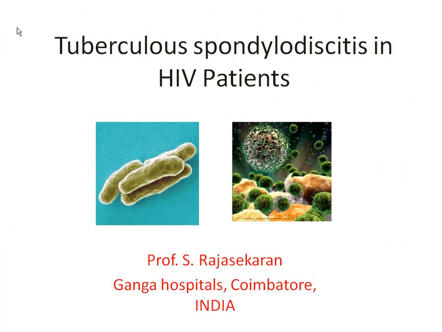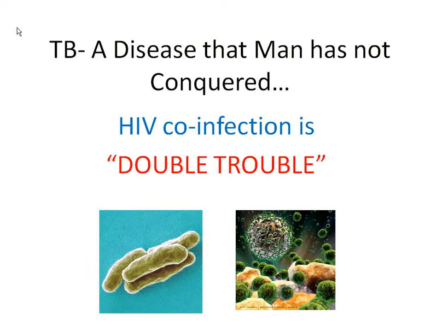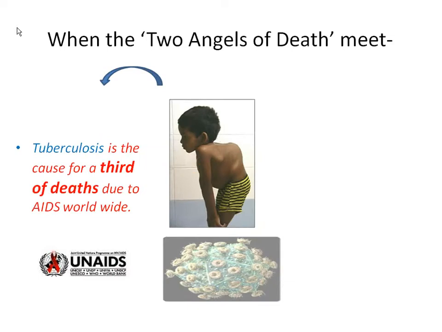Wonderful. Now, when a patient has spinal tuberculosis and HIV, or an HIV patient contracts spinal tuberculosis, it's really double trouble because each one makes the other one worse. When the two angels of death meet, we have a major catastrophe. We know that tuberculosis is the cause of death in 1/3 of patients who have HIV.